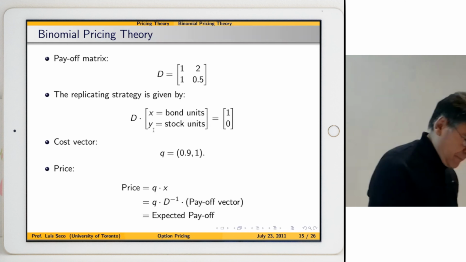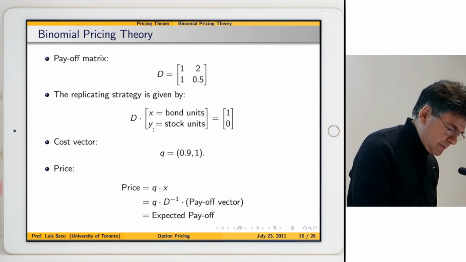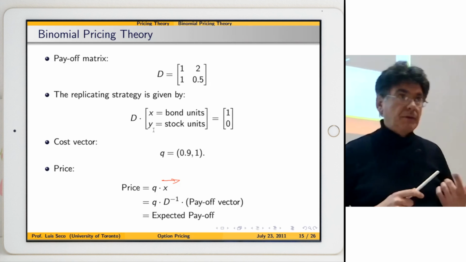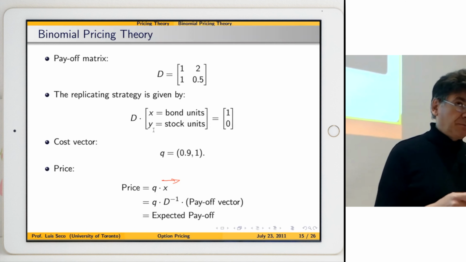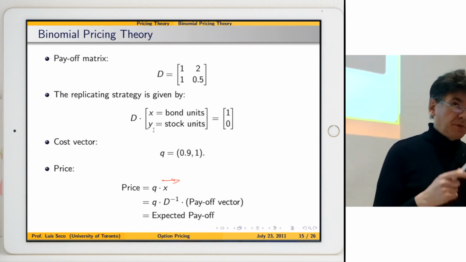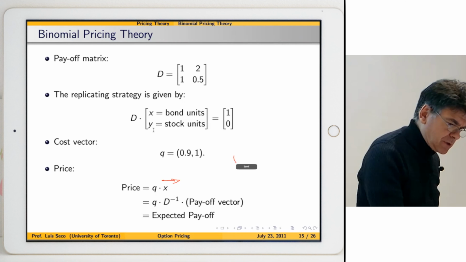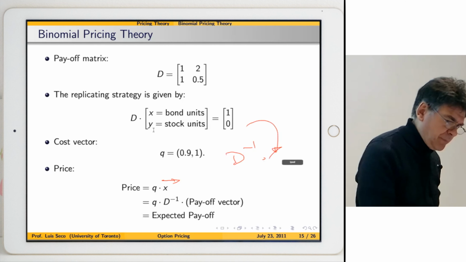And I wrote it, because I was lazy perhaps, that X would have an arrow on top, meaning I'm not referring to the first component of the vector X. It's the vector X, two components, X and Y. So maybe X with an arrow would be more accurate. Or if you like, you can unwind, because X is the inverse times that. You can also write it like that.